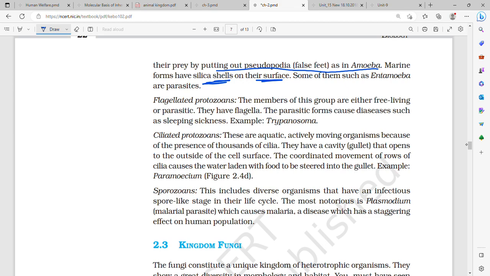Then flagellated protozoans. The members of flagellated protozoans are either free living or parasitic. They have flagella. The parasitic forms cause diseases such as sleeping sickness, which is caused by which flagellated protozoan? Trypanosoma.